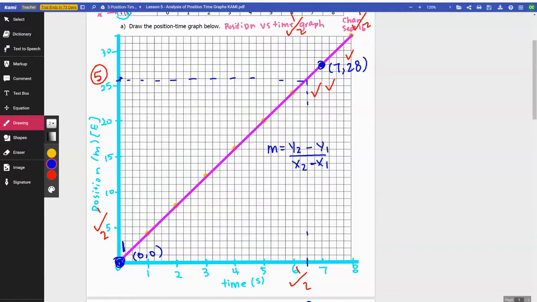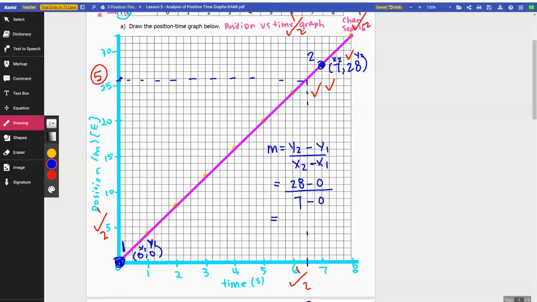This is point number 1. This is point number 2. What that means is, for point number 1, this is my x1 and this is my y1. For point number 2, this is my x2, the second point, and the y2. So plug in the equation. y2 is 28 minus y1, which is 0, divided by x2, which is 7, minus 0, which is x1.